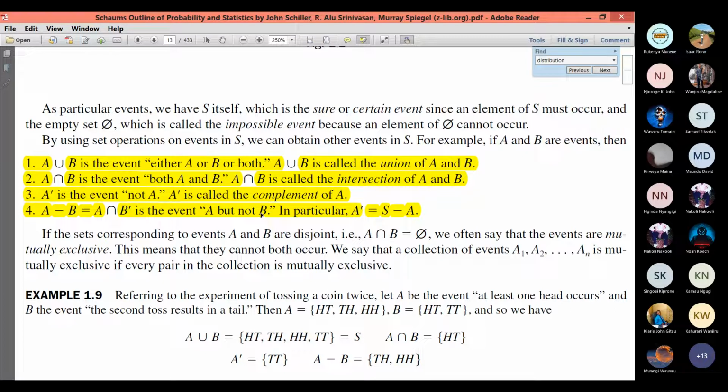So A complement is the same as subtracting the events of A from the sample space. Anyway, there's an example here which can help us. Let's say A represents at least one head occurring when you toss 2 coins. Yeah, at least one head. At least means it can be more. You understand also the language, yeah?